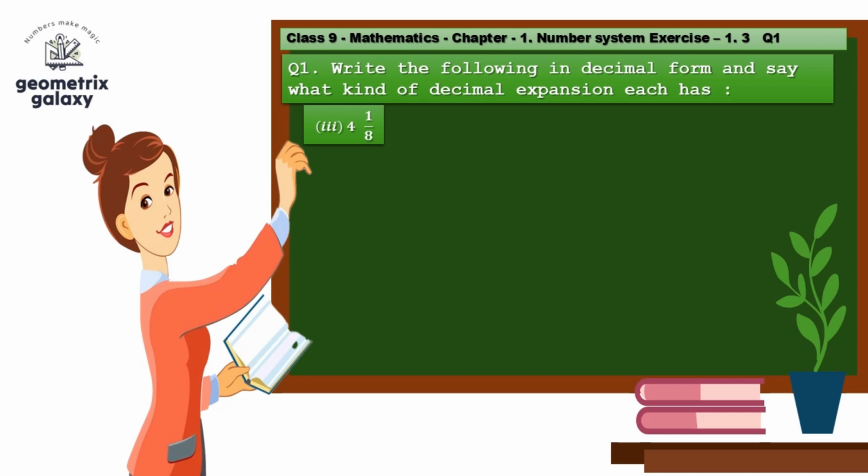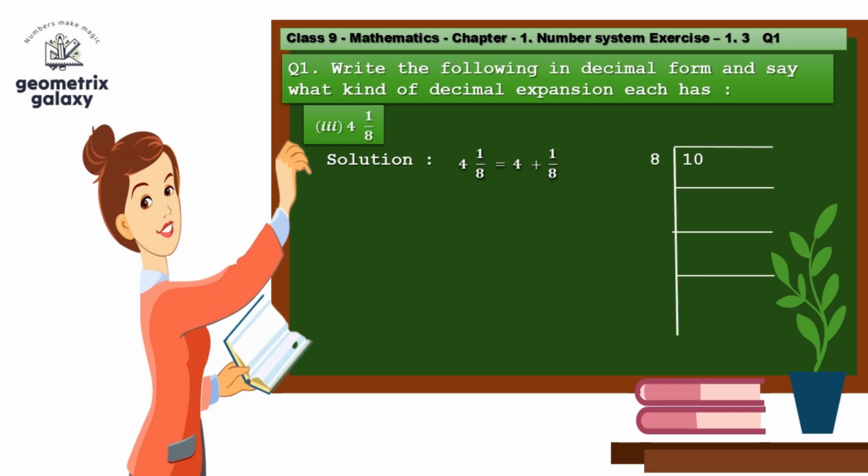Now our third subdivision is 4 1 by 8. 4 1 by 8 can also be written as 4 plus 1 by 8. Now find the decimal value of 1 by 8 and then add with 4 to get the answer for 4 1 by 8. So now divide 1 by 8. 1 is smaller than 8, so put a point, add one 0 with 1. It becomes 10. So 8 ones are 8. Now the remainder is 2.